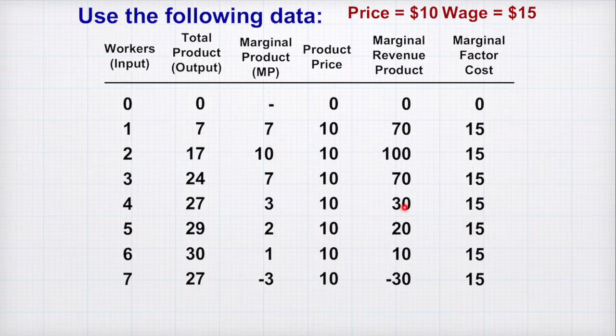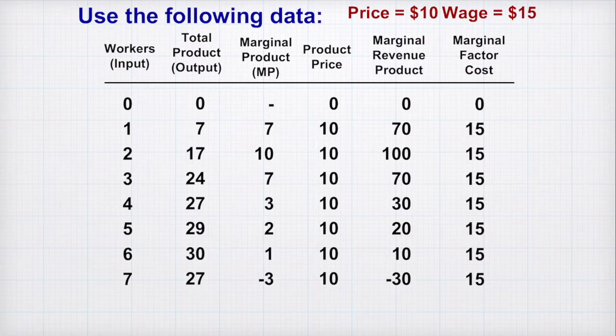They bring in $30 extra in revenue. Just due to those 3 units, which we sell for $10 each, we have $30 in extra revenue. They only cost 15 to hire. For sure, let's hire them. Fifth worker, $20 extra in revenue. They cost me 15 to hire. For sure, I should hire that worker.